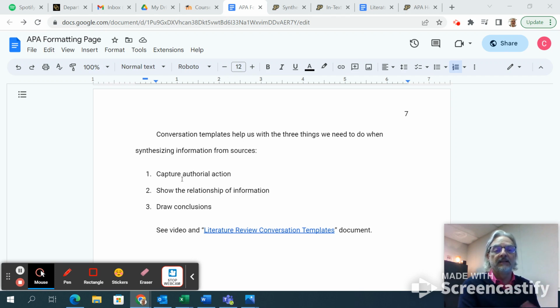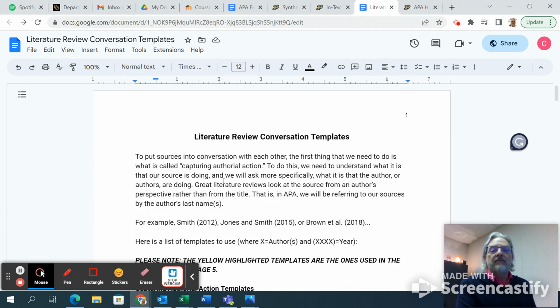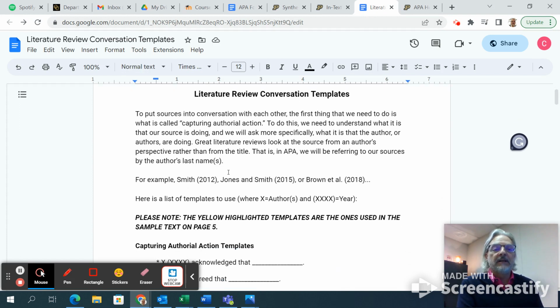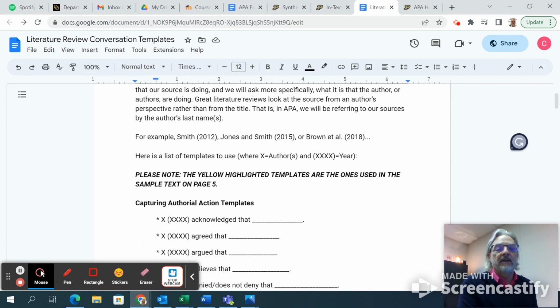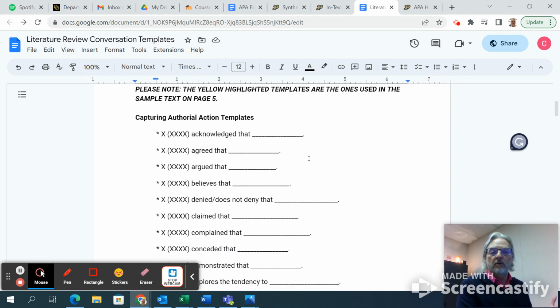What is the author saying? Show the relationship of information between that author and another author. And then we're going to draw conclusions. And that is where the literature review conversation templates really come into play. We've talked about making sure that you refer to your sources by author and by the year. And then we've got these templates, okay? I've got 3 or 4 pages of them. So Jones, 2018, acknowledged that, agreed that, argues, believes.